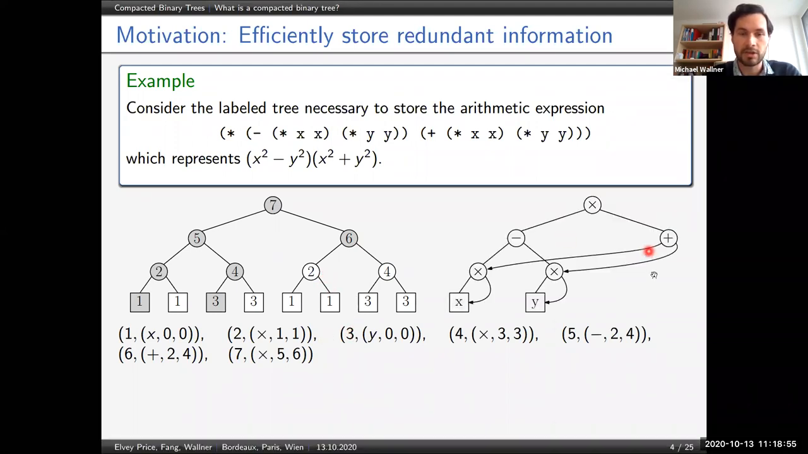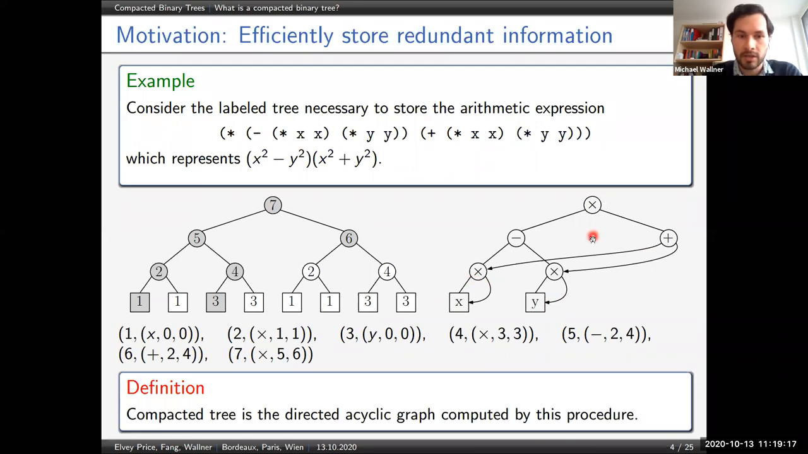The representation I'm using, which we know already from the previous talk, is in the form of a DAG, a directed acyclic graph, where instead of keeping these elements, we just put pointers to the first occurrence in post order. This was the first time we saw the x, the first time we saw the y, and so on. And this object is what I call a compacted tree. Here is a compacted binary tree computed by this procedure, as we have seen before.